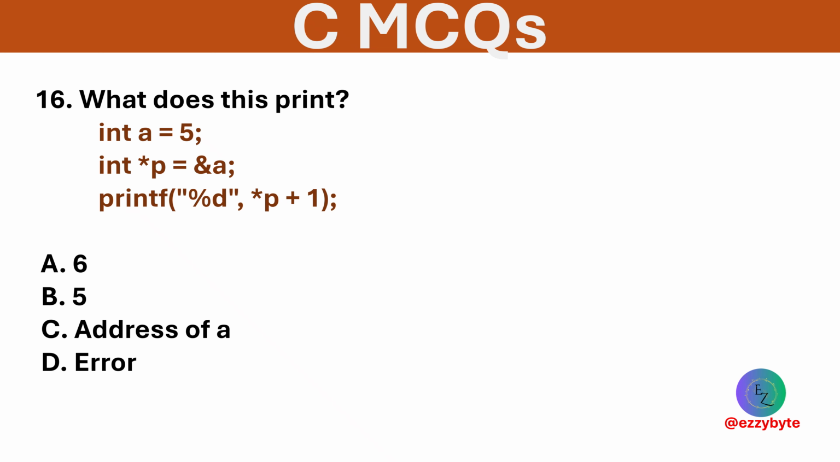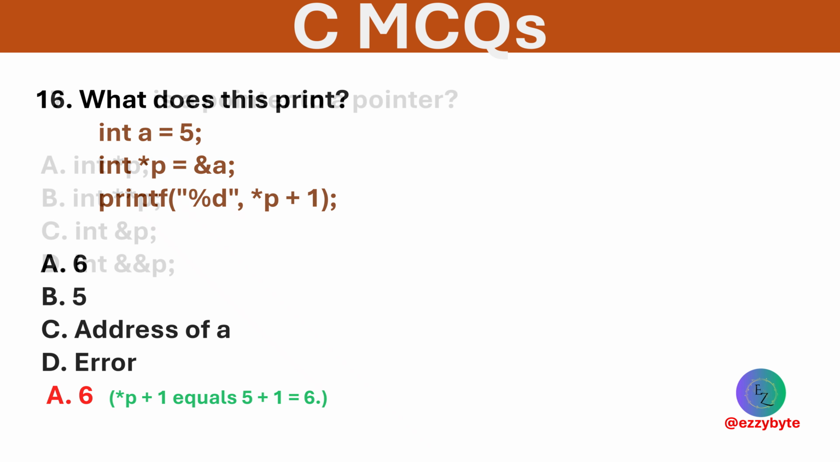What is the output of the following code? Options are 6, 5, address of A, and error. Option A is correct. Pointer P gives the value 5 and adding 1 gives the output 6.